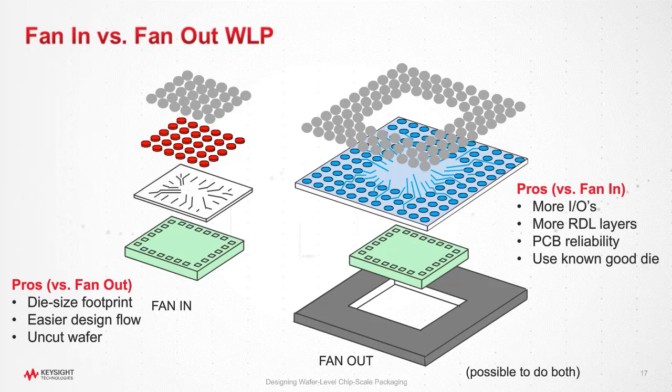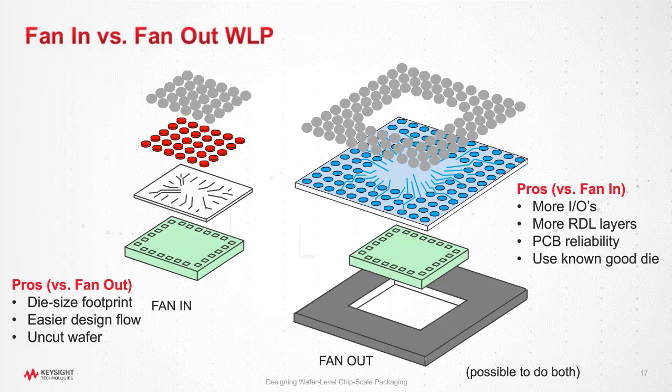For fan-out wafer level packaging, the pros are obviously more I/O. For fan-in wafer level packaging, for an 8x8, you're going to get maybe 500. For fan-out, you can achieve a lot more I/Os. You can potentially have more redistribution layers. Typically for fan-in, the redistribution is pretty minimal. And you can get PC grade reliability because of the molding compound and the RDL layers. And you can also use known good die.